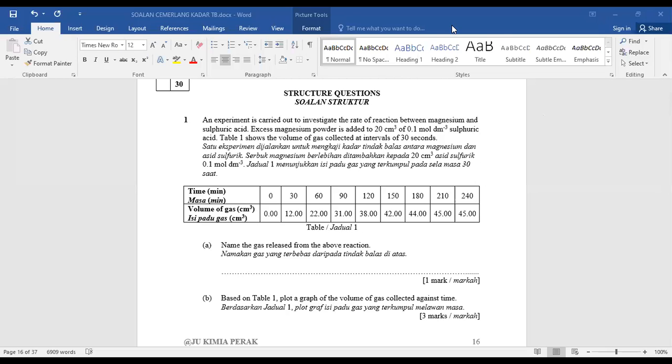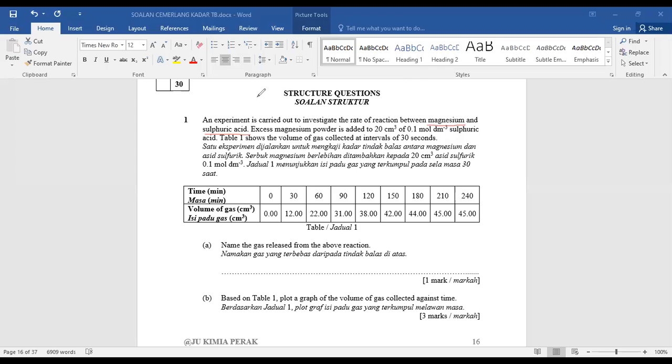Now please get the keywords. The magnesium and the sulfuric acid. Okay, we know that we are having a metal and a non-metal. Okay, now we are going to continue. Now the keywords here given to us will be the magnesium reacting with the sulfuric acid.